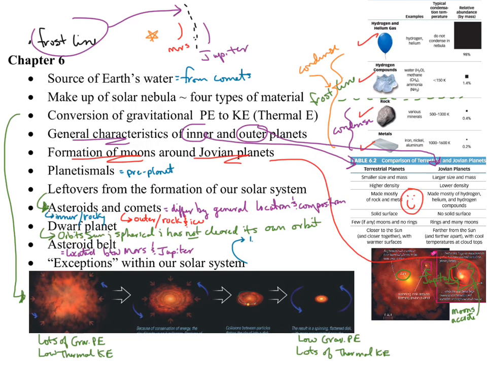And then exceptions within our solar system. Okay, the Earth's large moon and the backward rotation of Venus and Uranus. Actually, those can both be explained by early bombardment. And that's all I have.